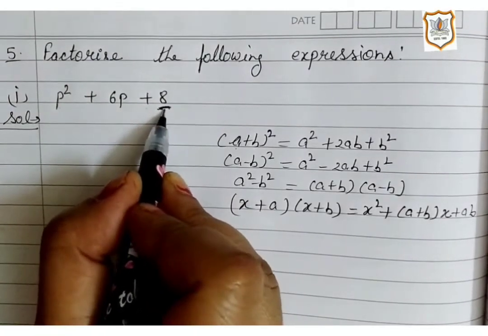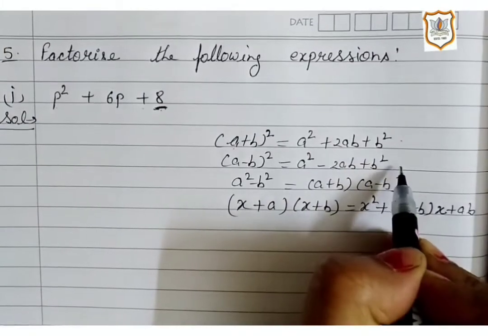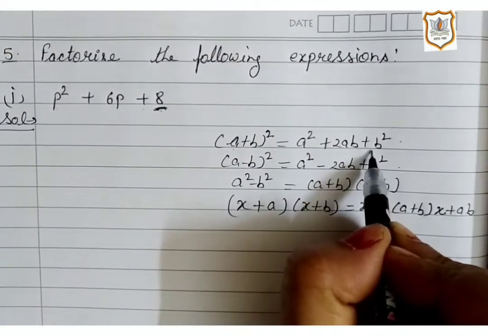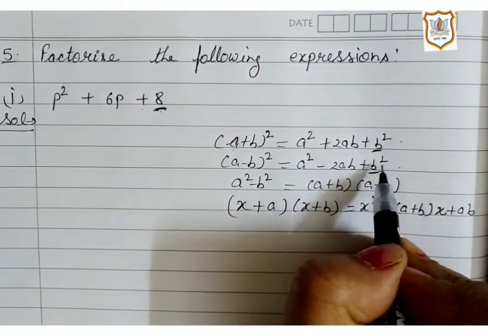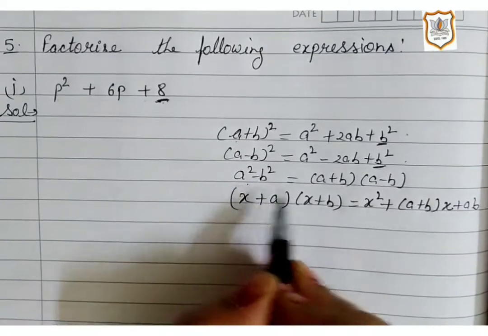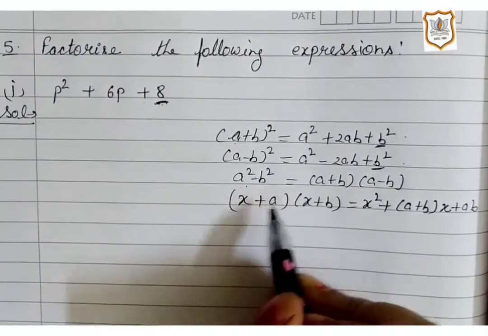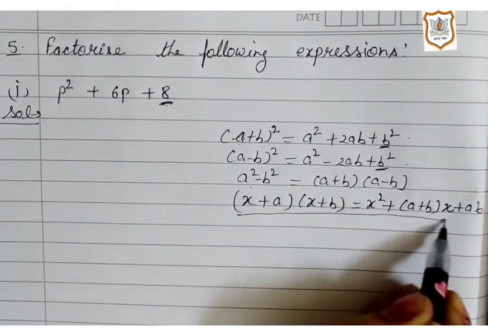So students, we can't use the first and the second identity, as in both the identities the last term is b square. Here, as 8 is not the square of any number, so we can't use this identity, and we can't use the third identity as it has a square minus b square. So here we will use the fourth identity.